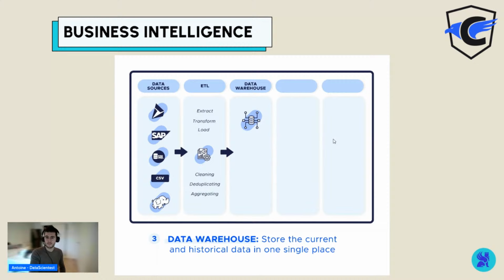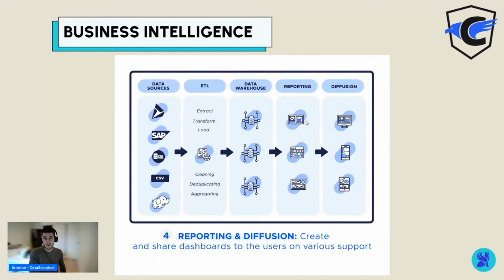Once we have loaded our data into the data warehouse, we are ready for the last two stages, that is reporting and the diffusion. Reporting is the creation by the data analyst or the business analyst of a report, a dashboard, in which you will find key figures or graphs to explain your data. Because having data in a table is very good, but it's very difficult to understand. So the objective of the data analyst or business analyst is to translate this data from a table to graphs, so that people of the company can make decisions based on these graphs, to interpret this data.